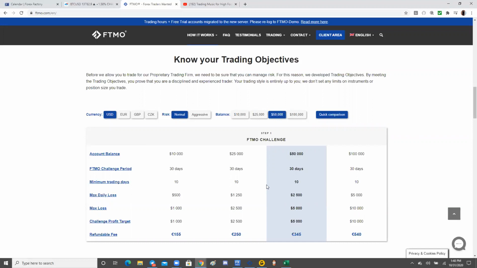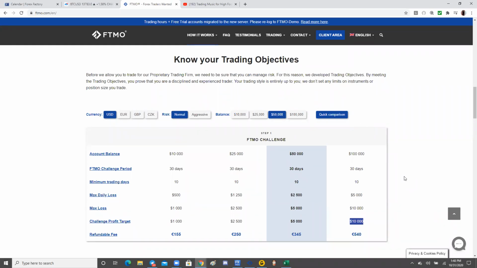Once you're in the verification process, now your profit target is half. So now with $10,000, you only have to make 500, which is a piece of cake. And with a 100K account, you only have to make 5,000. So it's pretty self-explanatory.